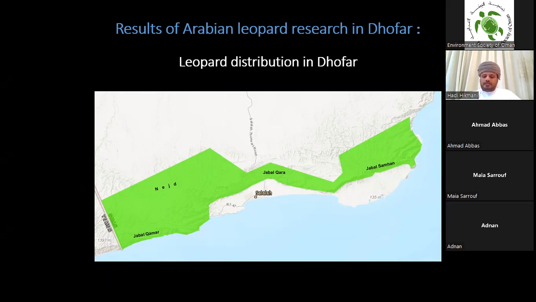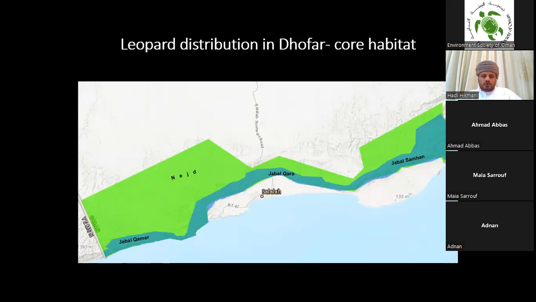habitat in Dhofar. This green map in front of you shows the current distribution, where leopards can be found, with an area of around 7,000 square kilometers of Dhofar. That is about 7% of Dhofar's total area. This map also shows the blue color, which is the leopard core habitat. Only 2,000 square kilometers of the total distribution is considered leopard core habitat.